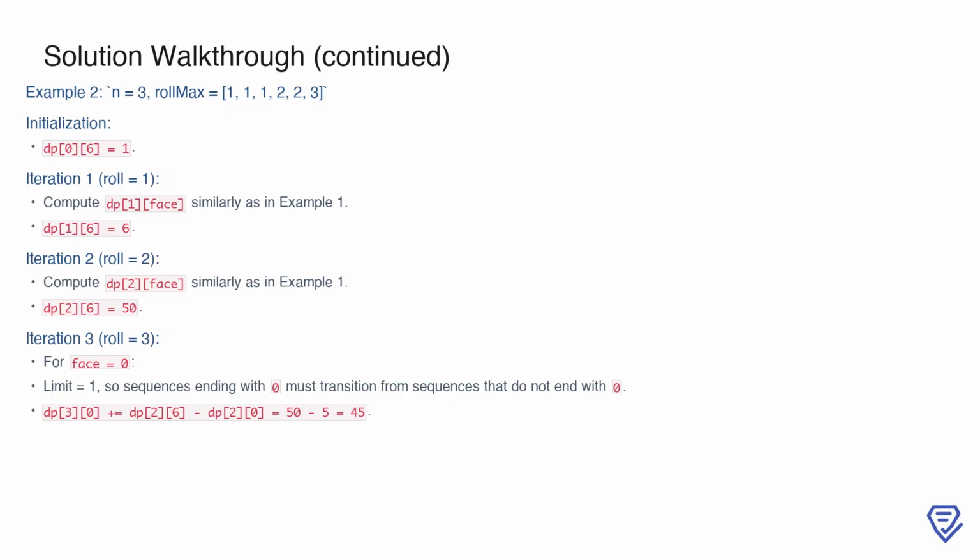For the first roll, we compute dp[1][face], similarly to the previous example, resulting in dp[1][6] equals 6. In the second roll, we calculate dp[2][face] and find dp[2][6] equals 50. For the third roll, consider face 0, where rollmax is 1. Sequences ending with face 0 must transition from sequences that do not end with face 0, so dp[3][0] is calculated as dp[2][6] minus dp[2][0], which equals 50 minus 5, giving us 45.